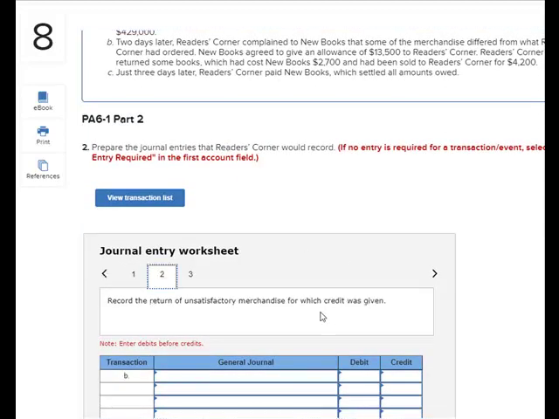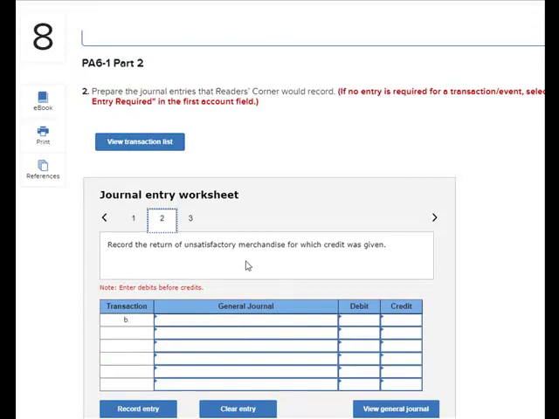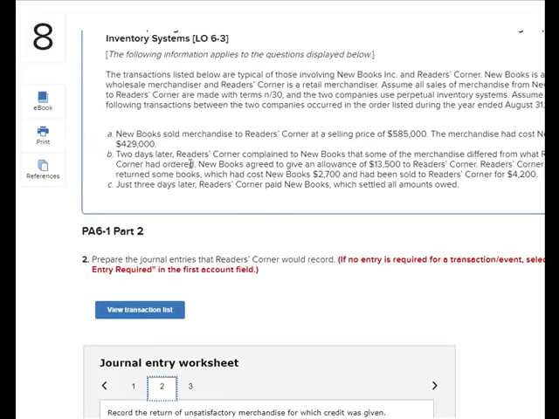In journal entry 2, we're going to record the return of unsatisfactory merchandise for which credit was given. And so it says up here that Reader's Corner in paragraph B complained to New Books that some of the merchandise differed from what they had ordered. So Reader's Corner is getting an allowance of $13,500. That means that their accounts payable, the amount that they owe, is being reduced.